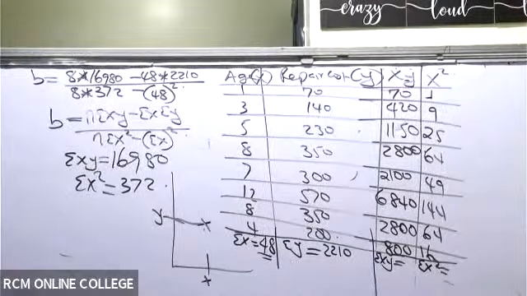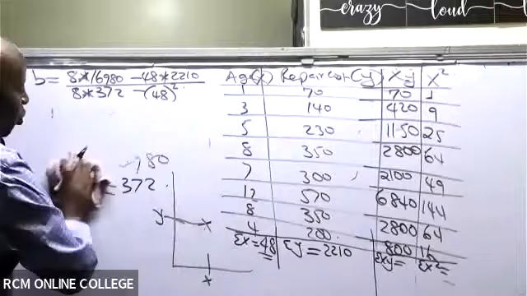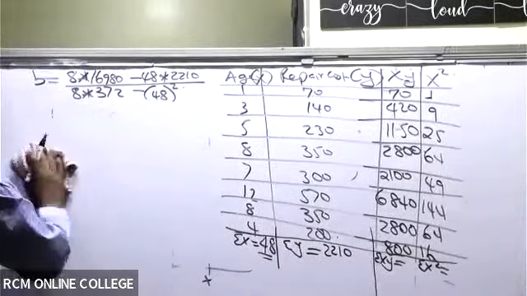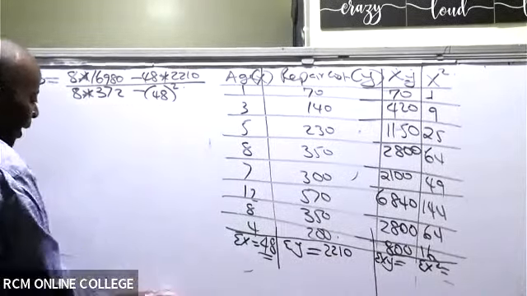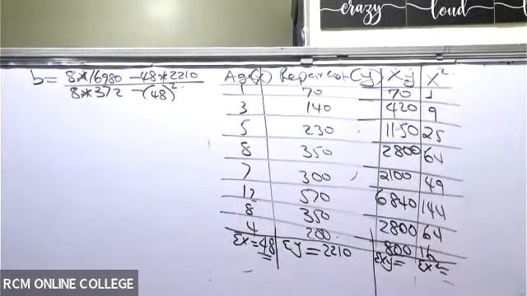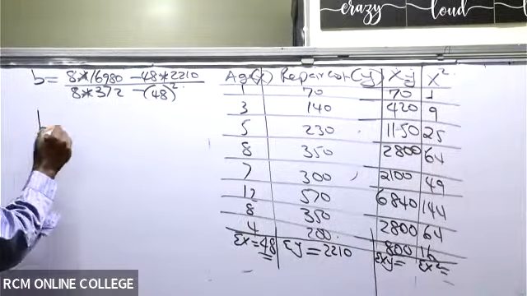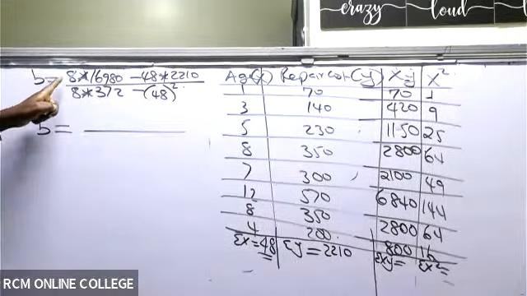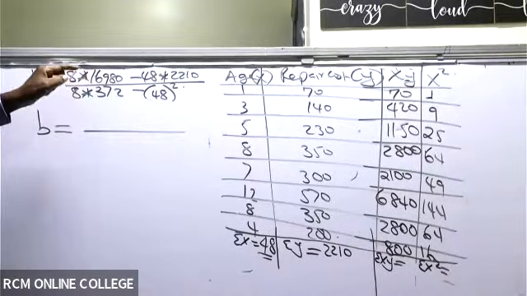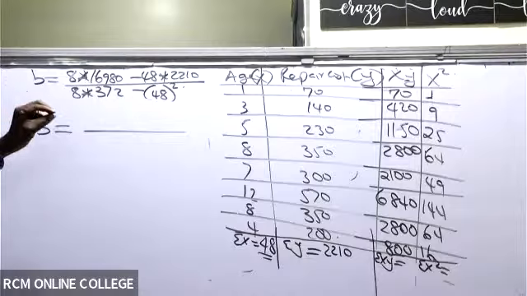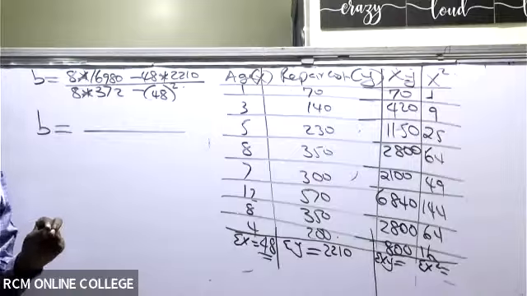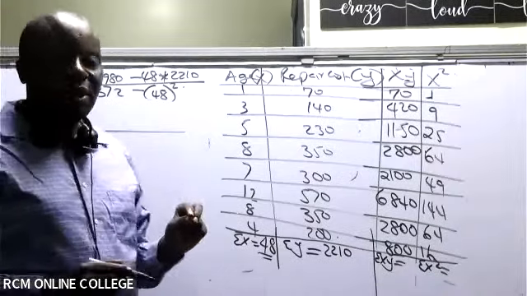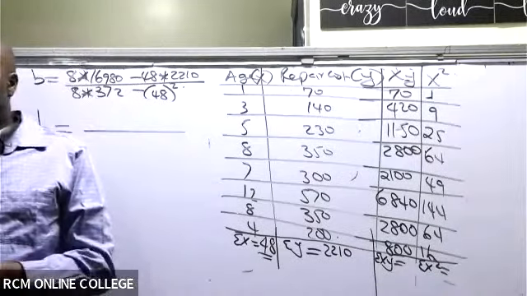Now from there, ladies and gentlemen, please move slowly, like a tortoise. Get the value of the numerator for me. Is there somebody who is able to give me the numerator value? Take 8 times 16,980 minus 48 times 2210. Then you give me the numerator first. I write it down. So what is the value of our numerator?